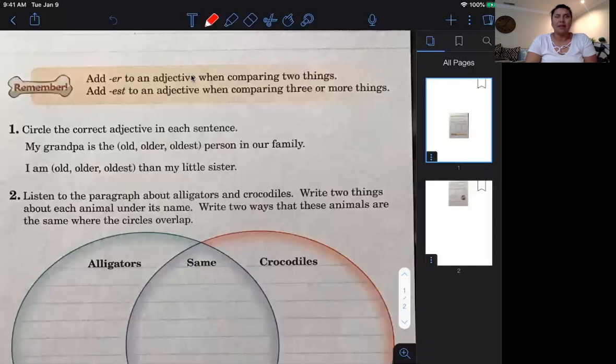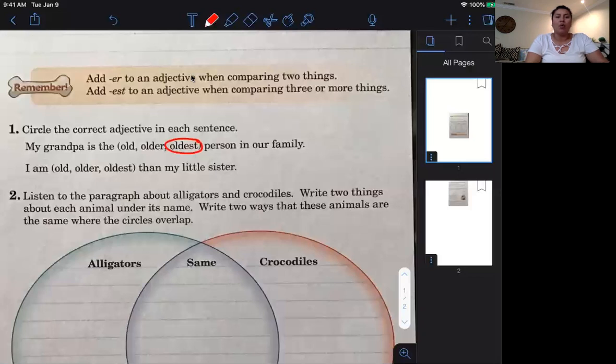Well, in a family, is it just one person? No. Is it just two people? Usually when you're talking about a family, it's like a bigger group of people, right? So oldest is what makes more sense there because it's comparing three or more. So if grandpa is the oldest person, we're comparing him to a lot of people in the family, not just one or two people. All right, next.